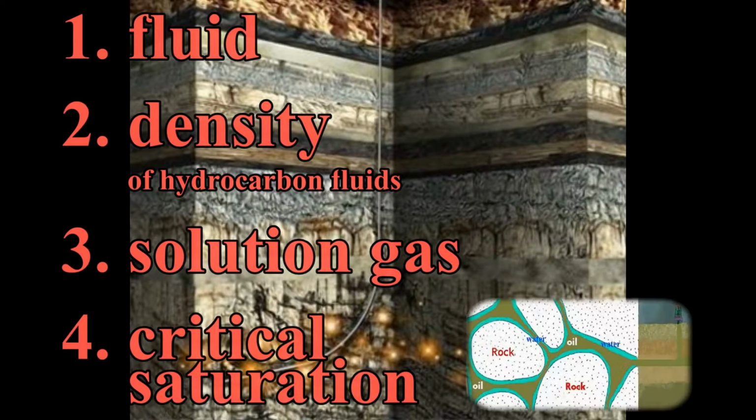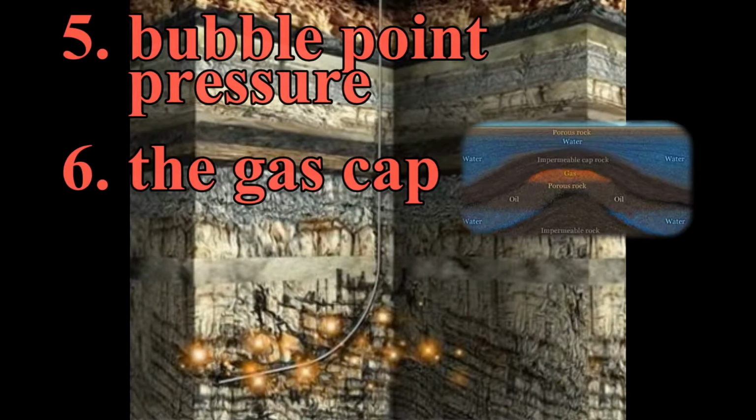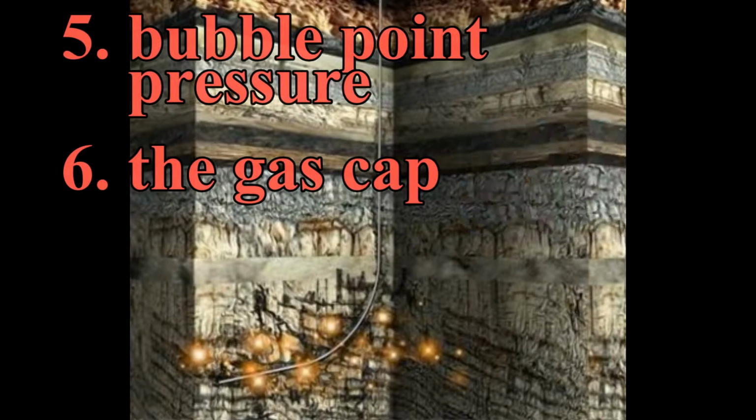4. Critical saturation is the point where the percentage of oil in the fluid is high enough to make a continuous medium, allowing the oil to flow. 5. Bubble point pressure is the exact pressure where solution gas is in equilibrium with gas. 6. The gas cap is the gas that sits at the top of a trapped reservoir after bubble point pressure in the reservoir has been reached.